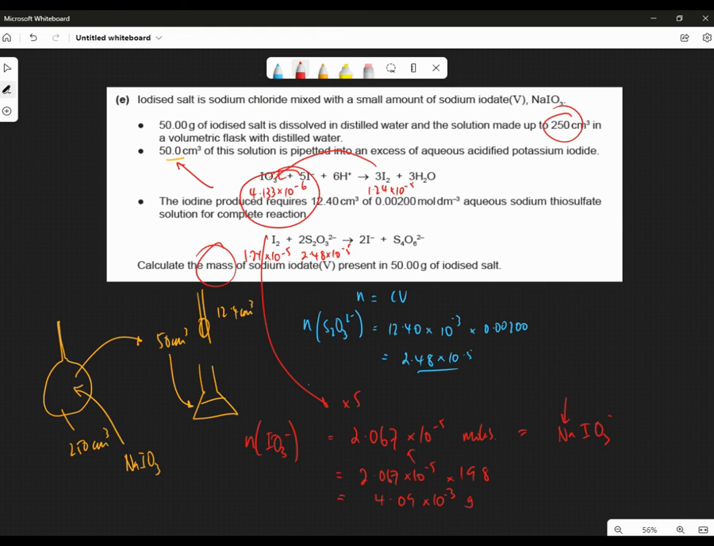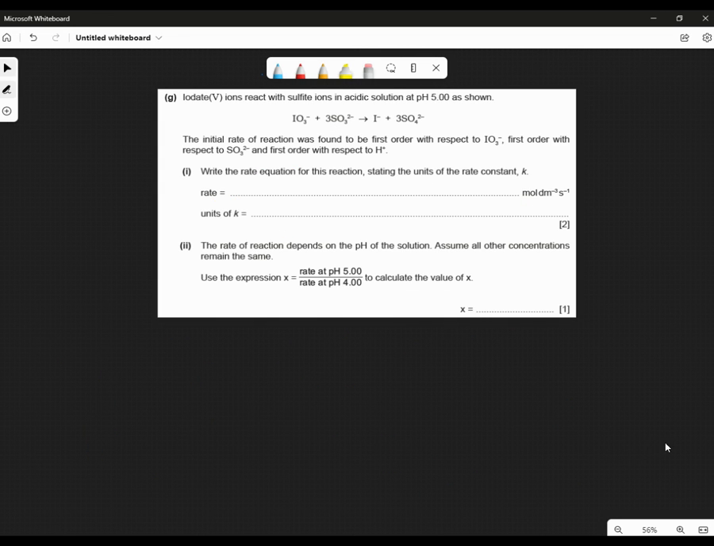Okay, I'm looking at the answer, and they give 0.0041 grams, which is the same, isn't it, basically? Same as me. All right, let me do the next one. Okay, so this is the next one.